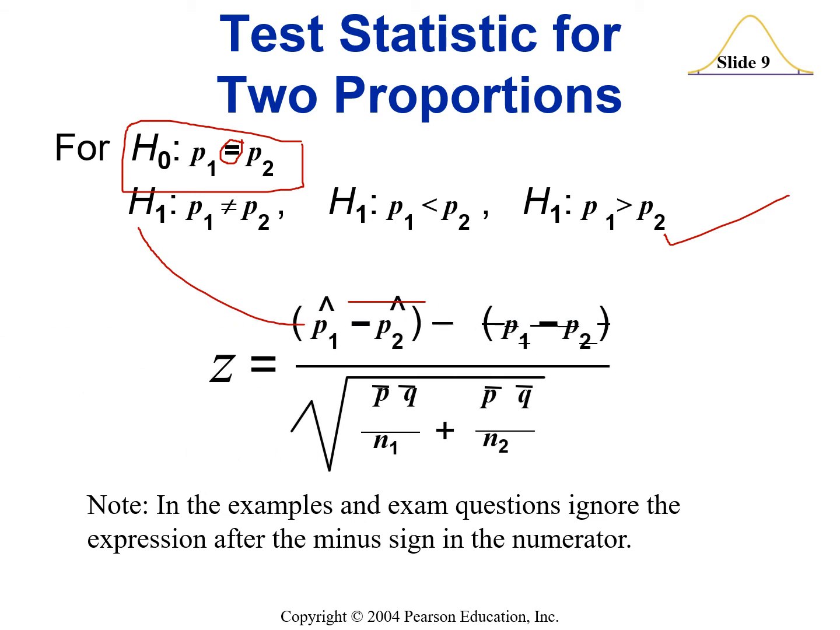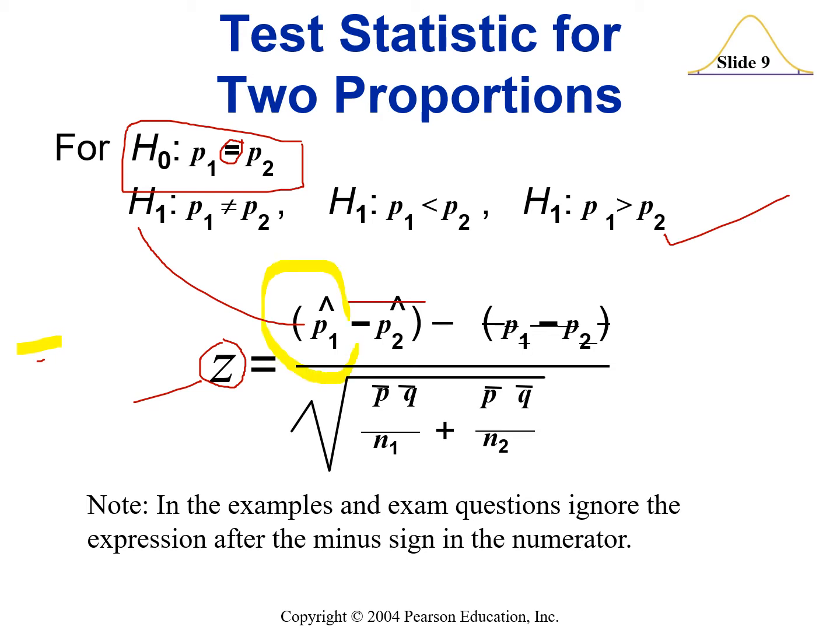This is the equation for computing the test statistic in inferences of two population proportions. This formula will be attached in the exam. So Z equals P hat 1 minus P hat 2 minus P1 minus P2, divided by the square root of P bar Q bar over N1 plus P bar Q bar over N2. Z represents the test statistic.